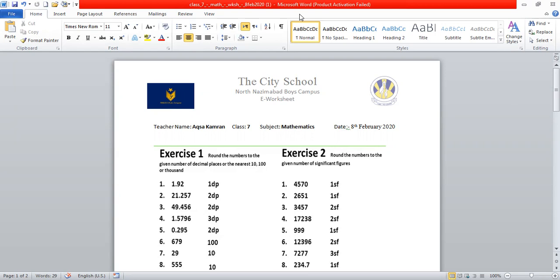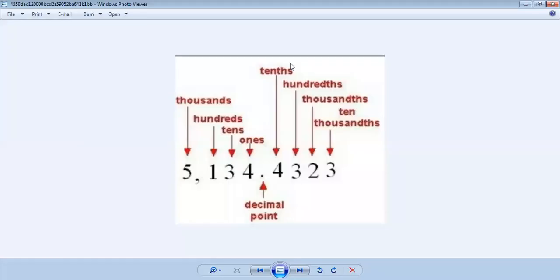Exercise 1. In exercise 1, we have to round off the numbers to the given numbers of decimal places or the nearest 10, 100 or 1000. Okay, so before starting this, I would like to revise a few concepts for you, so be with me. I hope this picture is visible to you all. So here it is a number 5134.4323. So if you see, this is a decimal point.